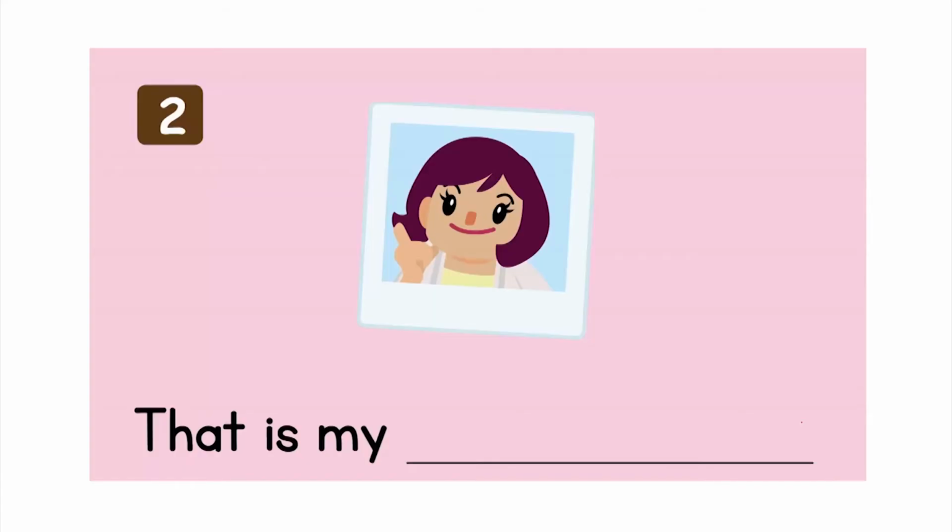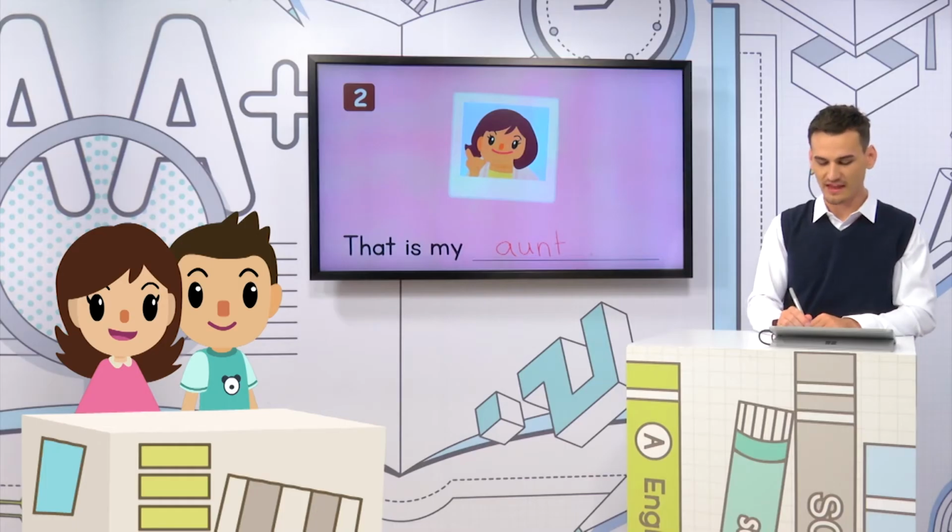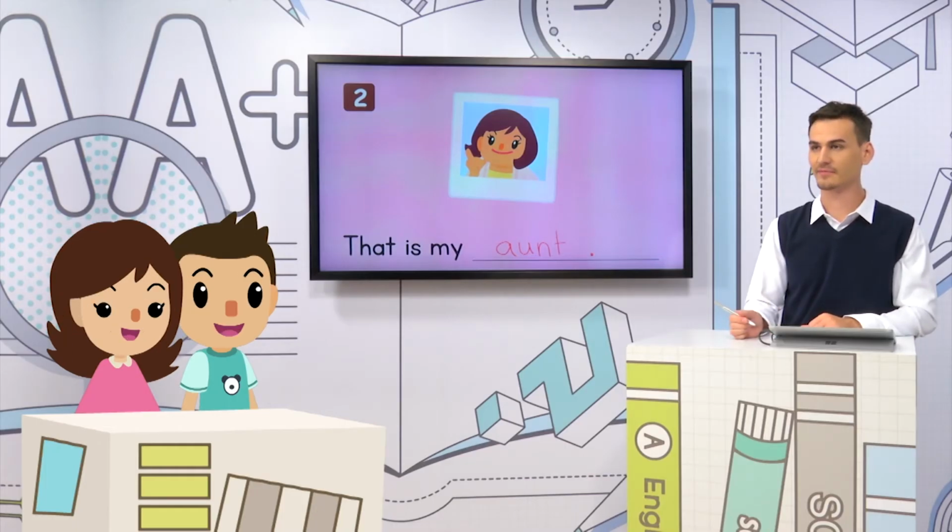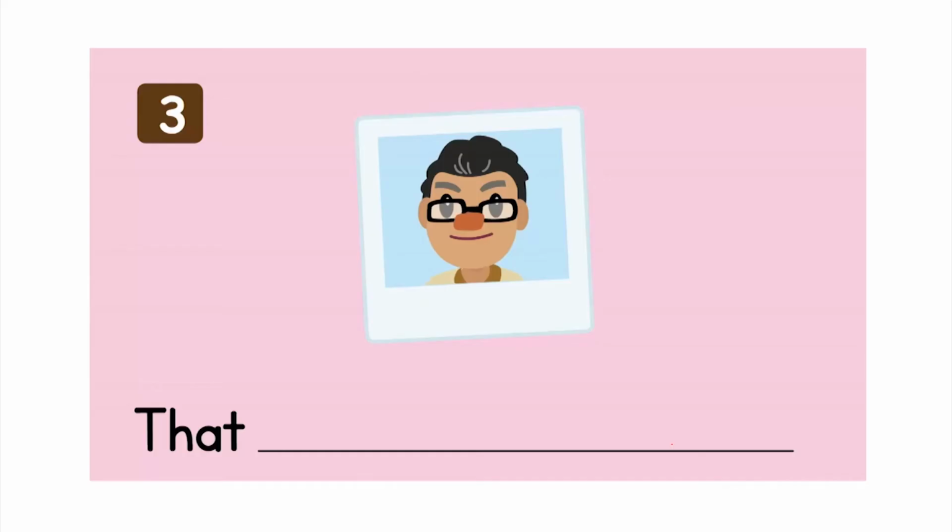Aunt. That's right, aunt. How do you spell the word aunt? A, U, N, T. Perfect. That is my aunt. Good job. Who is that?